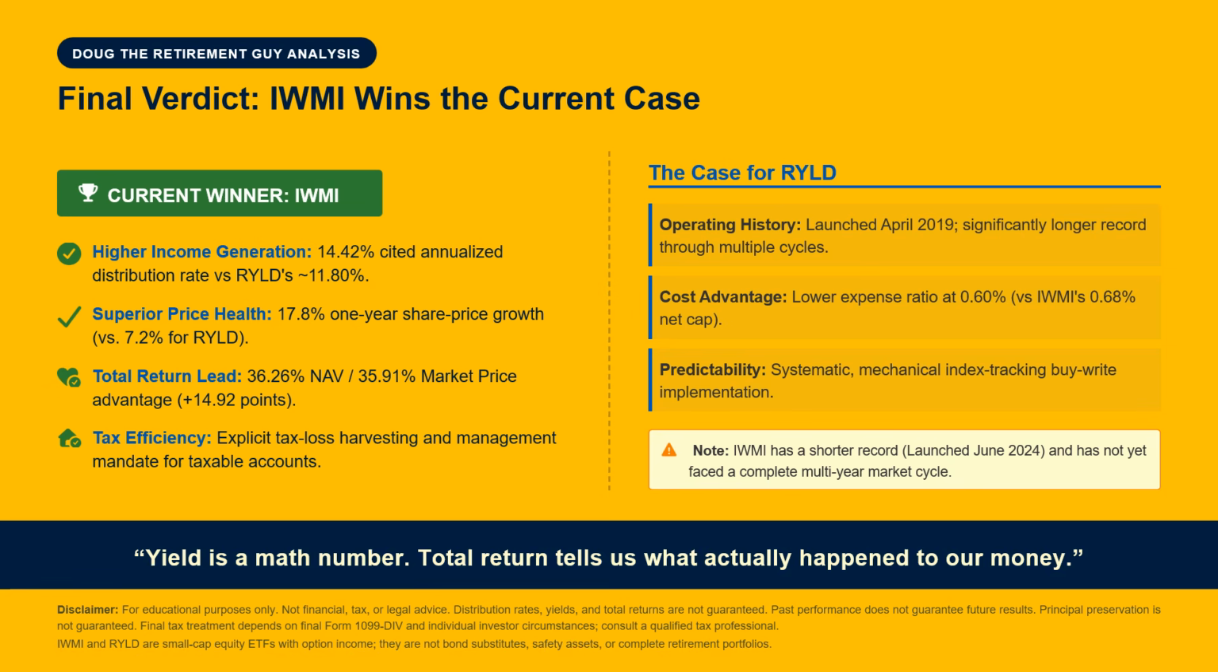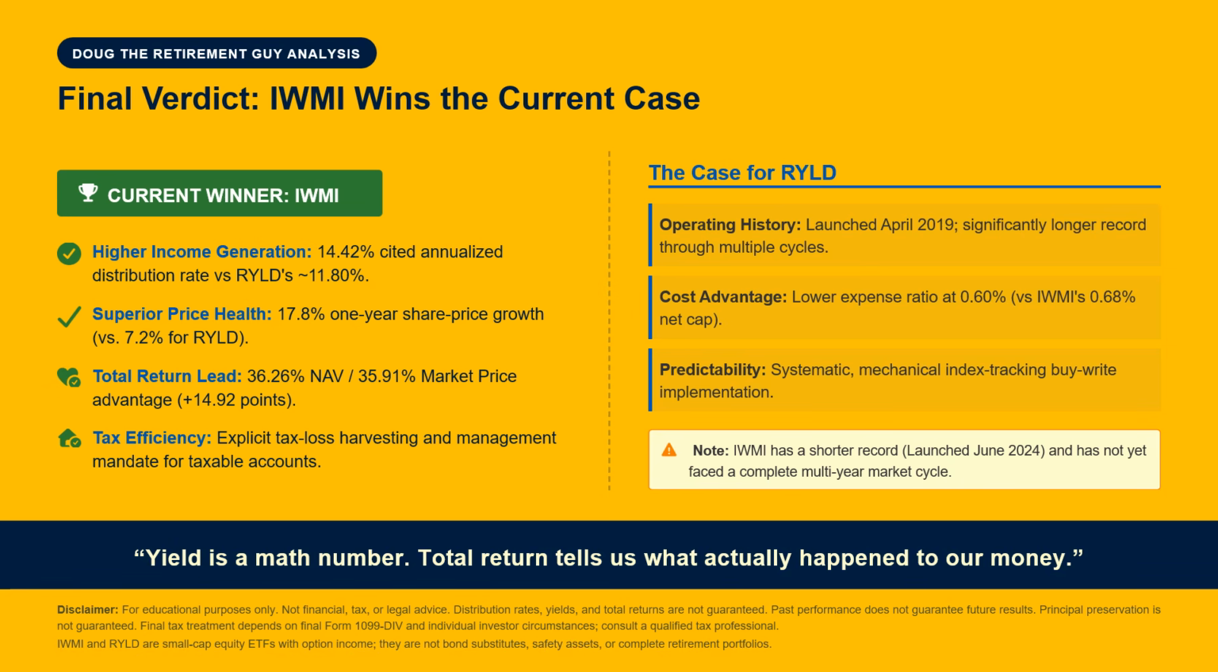So my final verdict, IWMI still wins across the board with the Russell 2000. I really think IWMI, because of the higher income generation, the superior price growth side of it, the total return lead that it's dominating that market, and the tax efficiencies across the board. I really don't think you can beat that as a package.